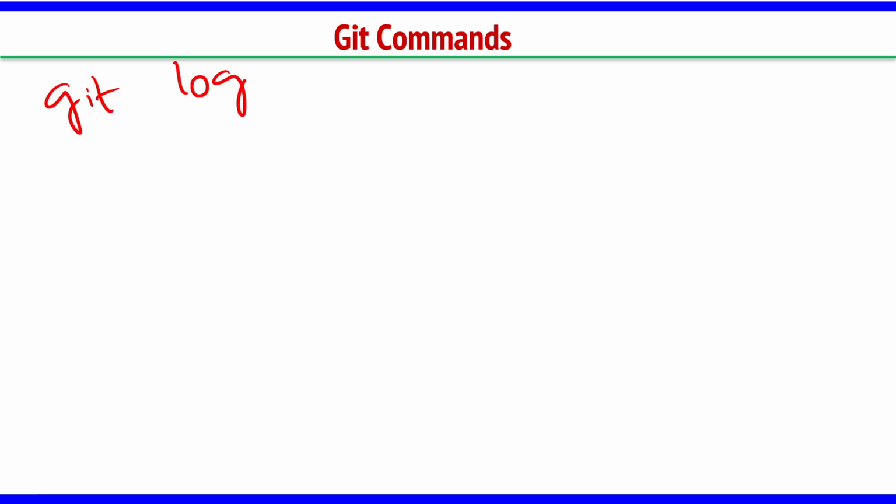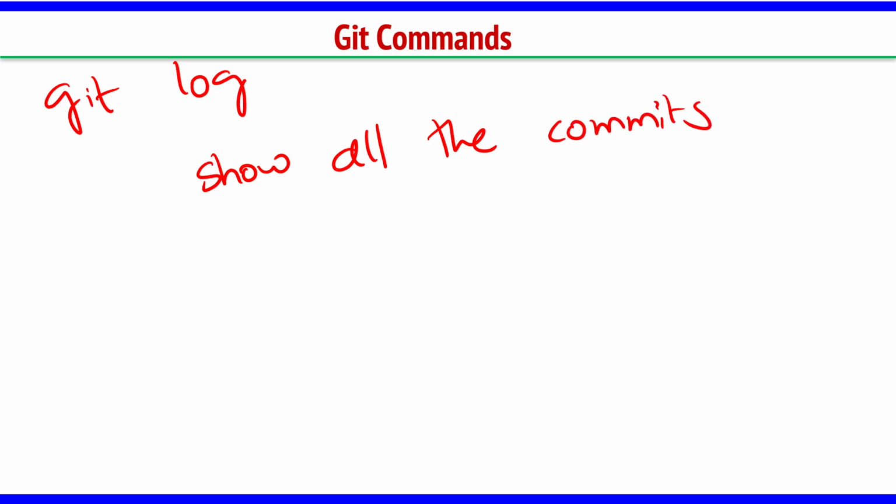Next command is git log. This is an important one because we will be frequently checking the git log. What will it do? It will show all the commits in the current branch, the main branch. Till now I have done work only in the main branch. Whatever commits I have done till now in the main branch, you can see everything using git log.